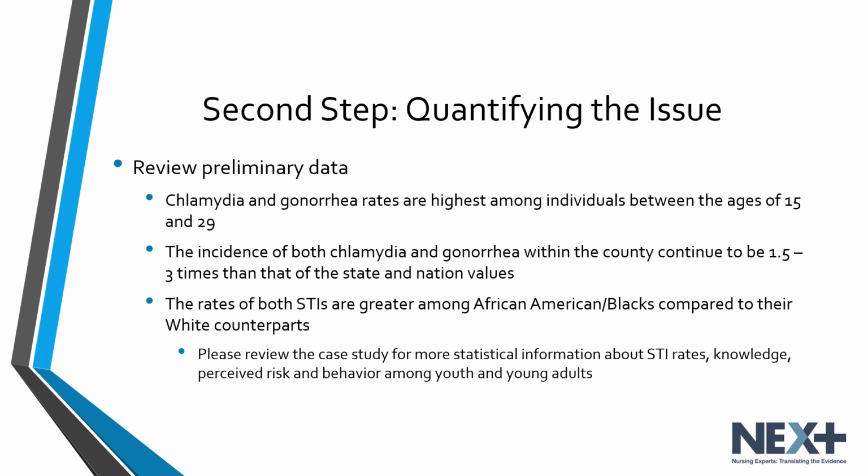The second step is to quantify the issue. In this community, the committee has collected the following preliminary data. Chlamydia and gonorrhea rates are highest among individuals between the ages of 15 and 29, which is consistent with the literature from the CDC. The incidence of both chlamydia and gonorrhea within the county continues to be 1.5 to 3 times that of the state and national values. The rates of both STIs are greater among African American blacks compared to their white counterparts.